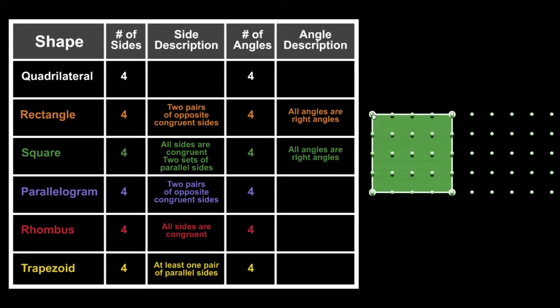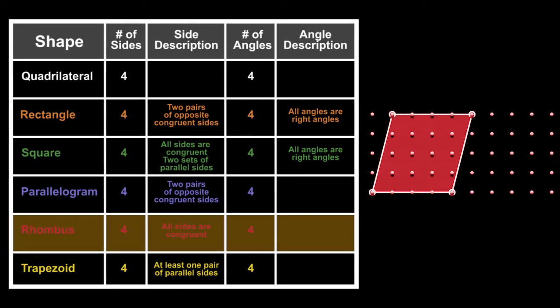For example, if I change the angle of the square, I no longer have a square. I have created a rhombus. All 4 sides are congruent, but I no longer have 4 right angles.